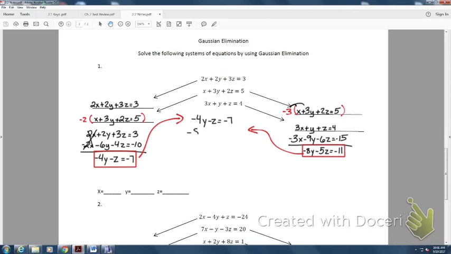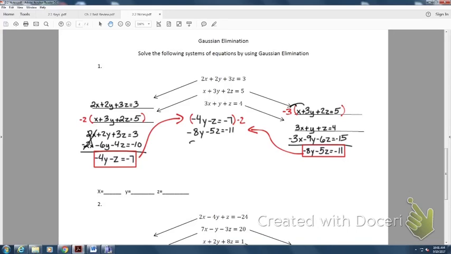-8y minus 5z equals -11. And now, this is just like the elimination that we had last class. Two equations, two variables. Okay? So looking at this, Manny, which variable do you think you would cancel if I gave you this problem? Y. Okay? What do I need to do to cancel out the y? Multiply the first equation by -2.